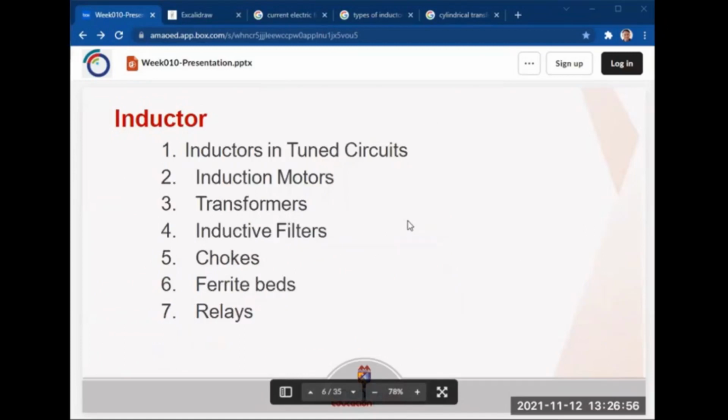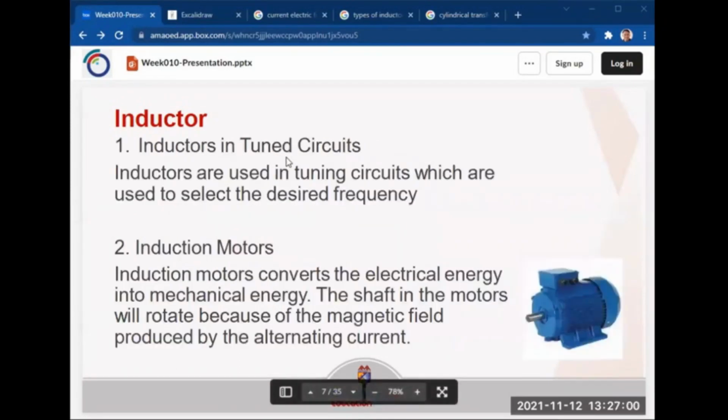So we have different types of inductors here. We'll discuss them one by one. So, inductors in tuned circuits. Inductors are used in tuning circuits which are used to select the desired frequency, as I've mentioned. Okay, so either in transmitting or receiving RF or radio frequency waves.